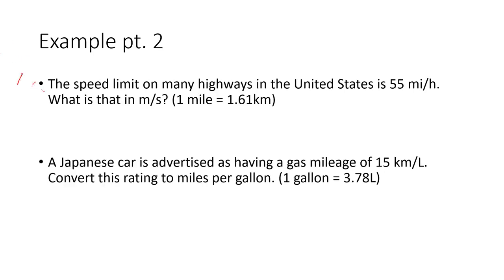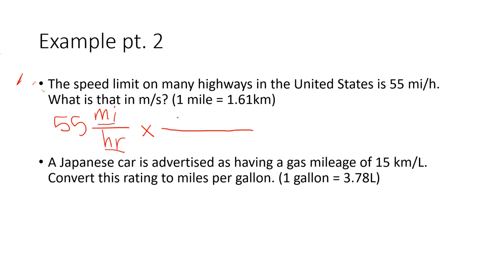The speed limit on many highways in the United States is 55 miles per hour. What is that in meters per second? Now this is a little bit interesting because this is not just one unit, it's a fraction of units. We have miles on the top and we have hour on the bottom. Okay, how do we convert this? Well, in this case we got to change both units. Okay, we got to change miles to meters and hours to seconds.